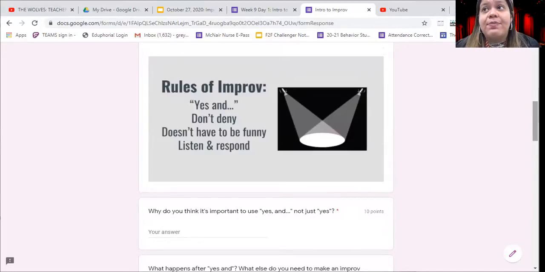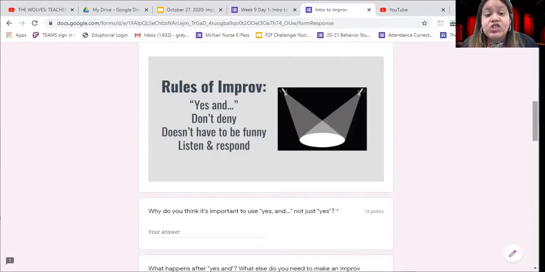So for example, if someone in the scene says, "It's cold outside," and then you say, "Yes, and I forgot my jacket," you are opening up the scene for the other person to say something back. And that's what you want to do with improv. You want to keep it going back and forth.